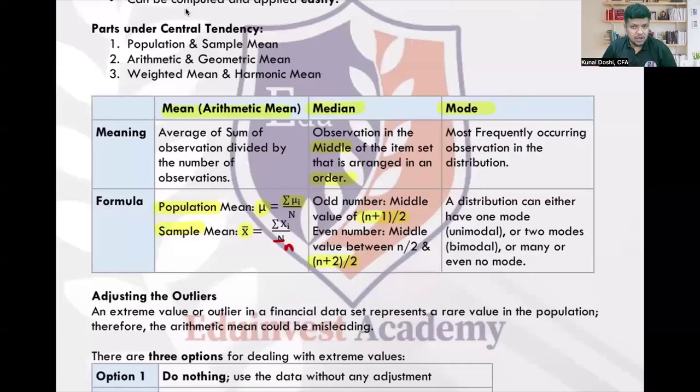Very easy to calculate. What is mode? Mode is the number which is repeated the most times. For example, if you have a data set and there is a number which is repeated twice and no other number is repeated twice, then we say it's unimodal. But what if there are two numbers which are repeated twice? Then we call it bimodal. If there are three numbers which are repeated twice, we call it trimodal. Sometimes if all the numbers are unique, none of them repeated, we call it no mode.